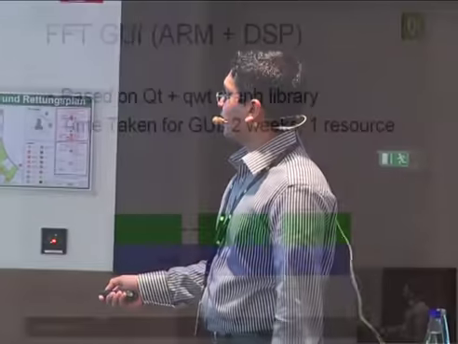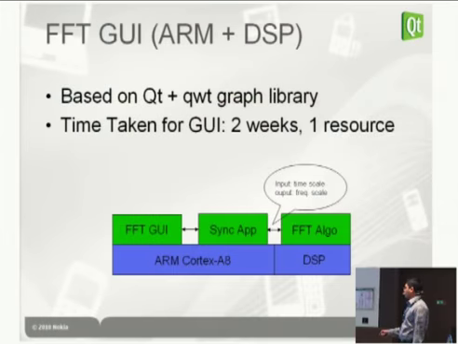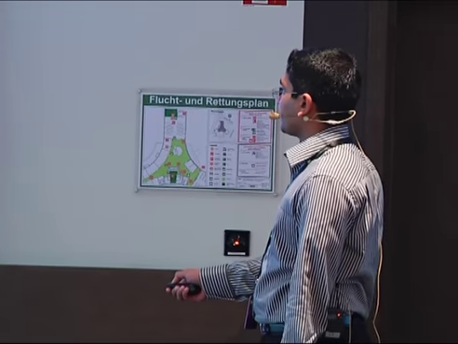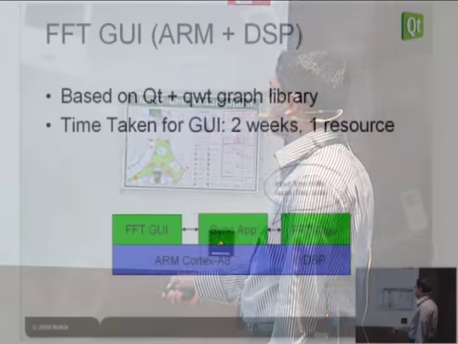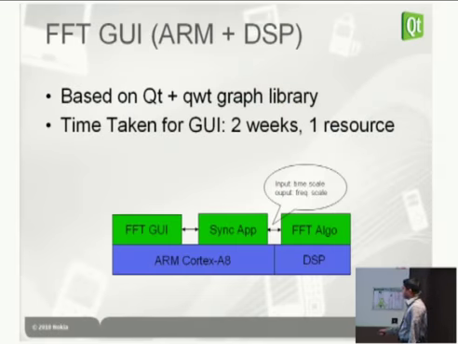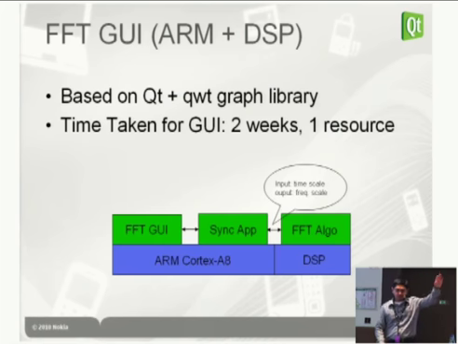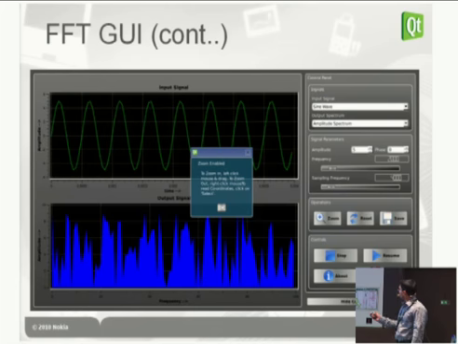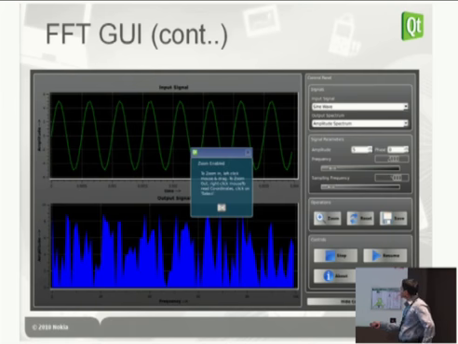What we have done is, ARM is doing all the FFT GUI rendering. We have a sync app that is running, that is syncing our GUI and the FFT algorithm running on the DSP. So what happens is, it takes the input, calculates the FFT, gives it back, and the GUI shows the input and the output. Something like this. So this is the input. Let's say this is a random signal, but it is having output.